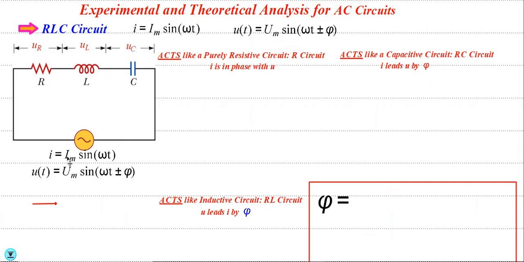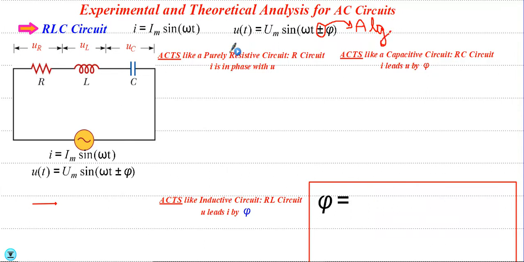In this case, I is I of t, of course a function of t: I of m sine omega t, and the voltage U of t is U m sine omega t plus or minus phi. Plus or minus phi, that's new to us. What do we mean by plus or minus phi? It is the algebraic value of phi. So in an RLC circuit, phi may be 0, or positive or negative, so we call it an algebraic value.